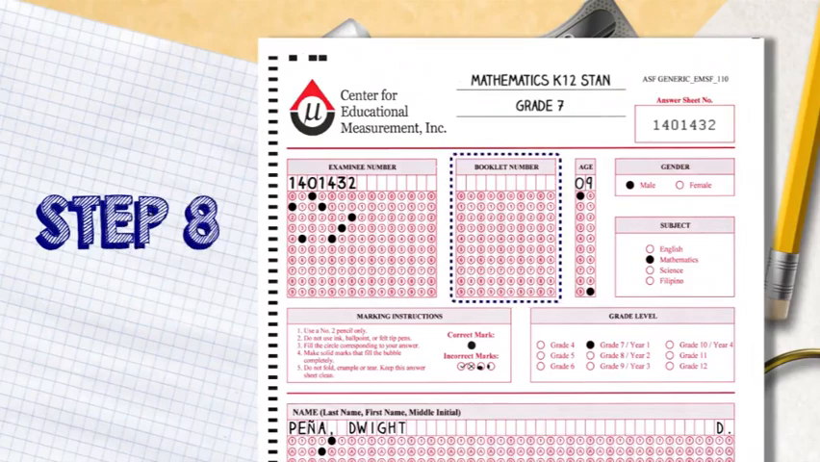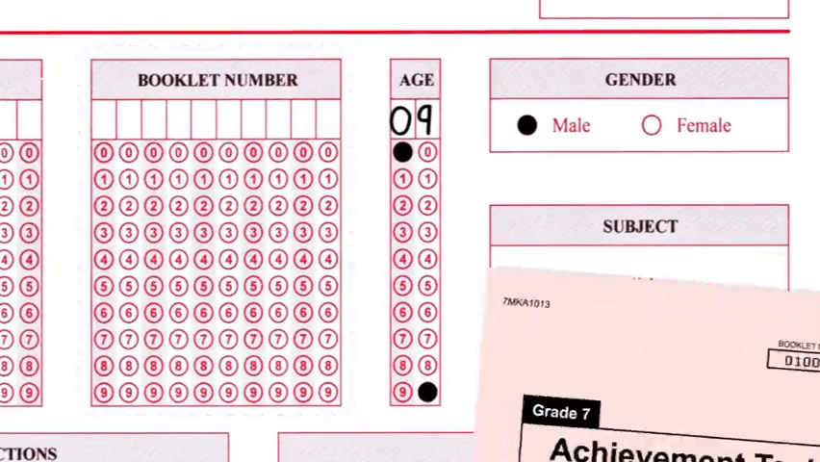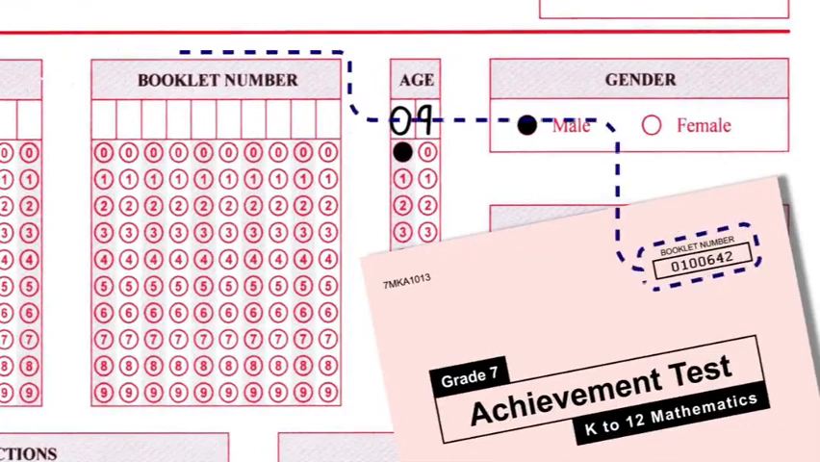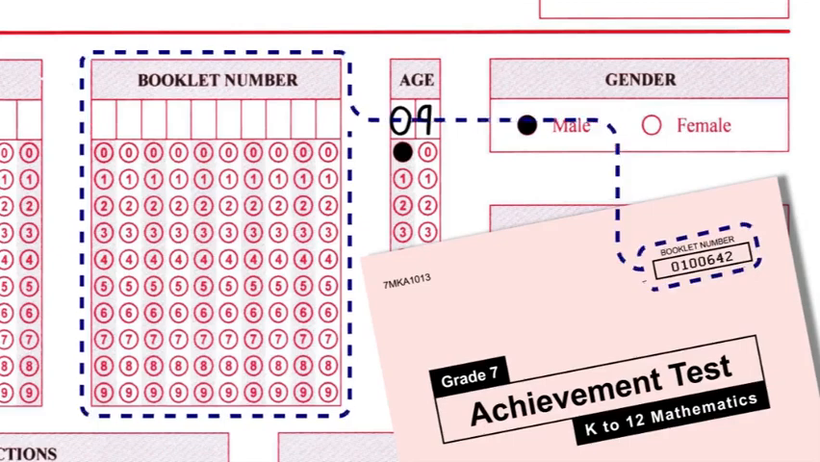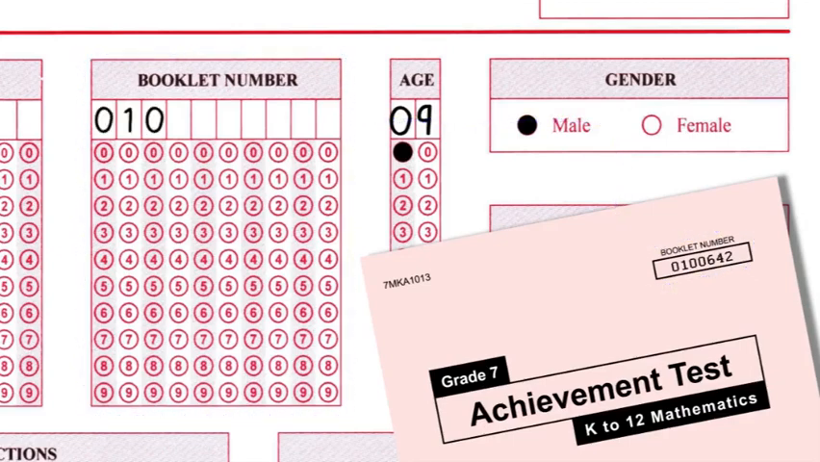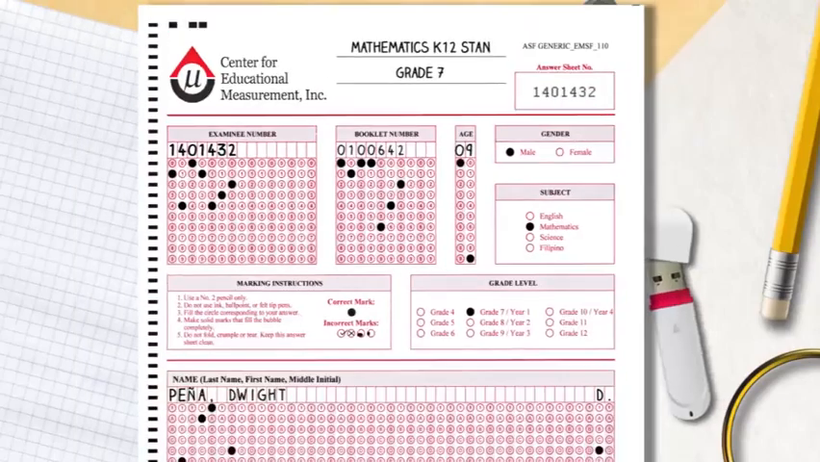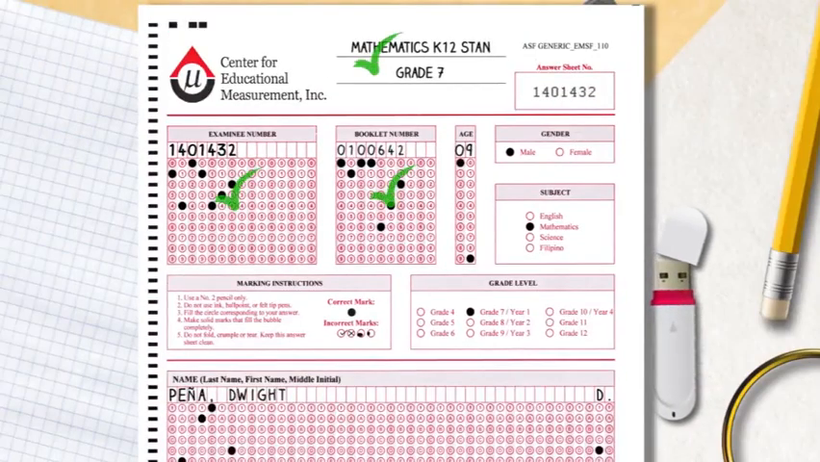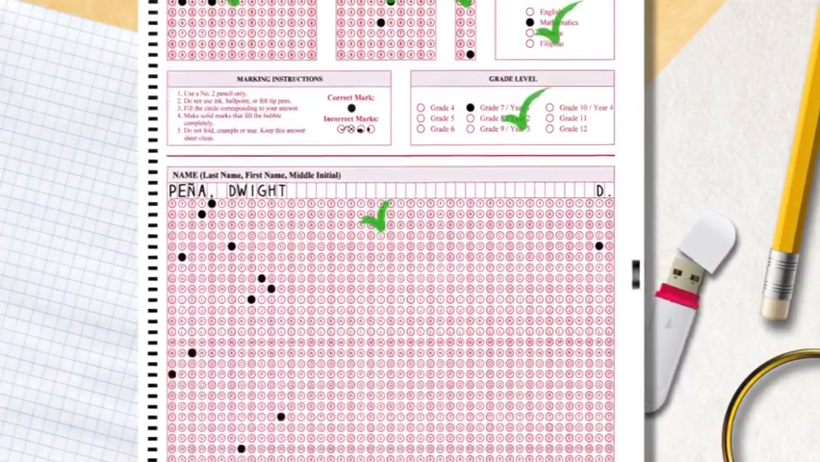Step 8. Wait for your examiner to distribute the test booklets, and then copy the number on the upper right-hand corner of the test booklet. Write on the space provided for booklet number and shade the matching circles. Make sure that you've completely filled out the required information before proceeding to the next page.